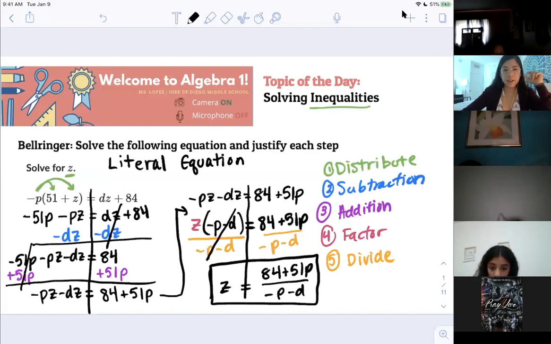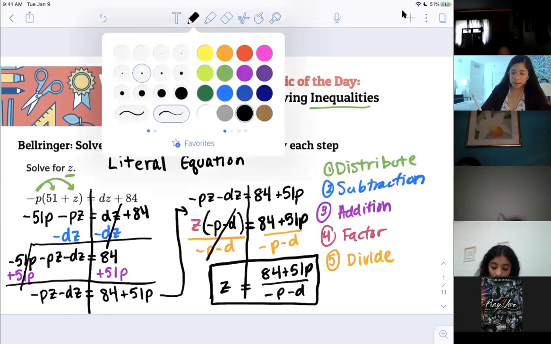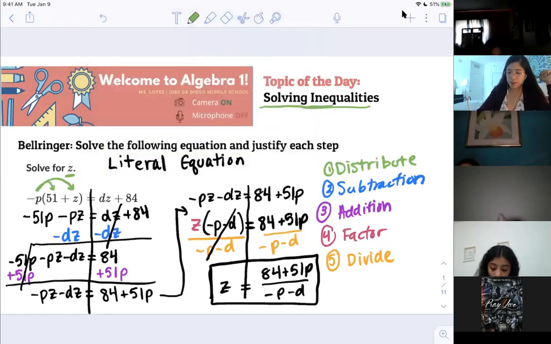So as a reminder, the assignment for this type of problem, that one's due tonight at midnight. So make sure you have that done. Now today, we're moving on to a different topic, which is solving inequalities. That's today's topic of the day.